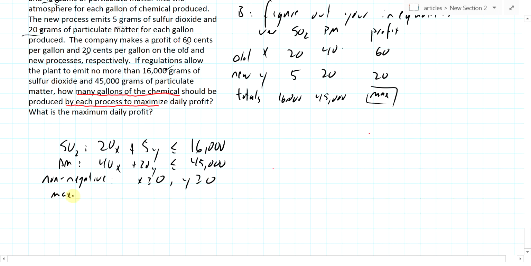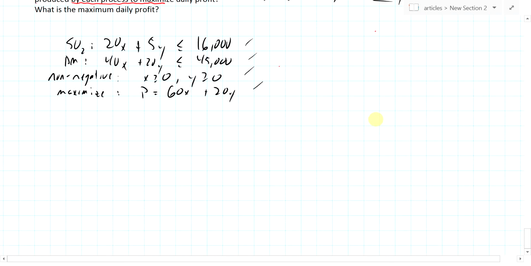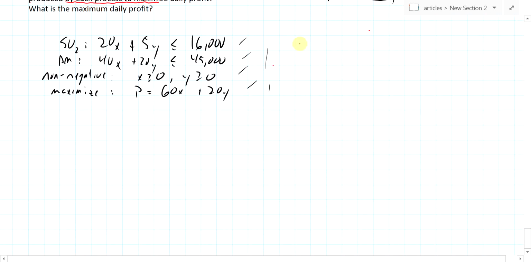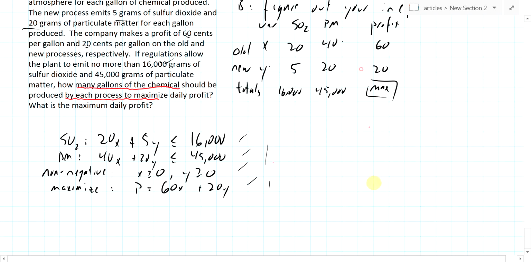And what do I need to maximize? Well, 60 times X is my profit from the old stuff. 20 times Y is my profit from the new stuff. Two constraints, non-negative constraints, and the thing that I'm trying to maximize, the profit. So how do we solve a problem like this? 3 steps.